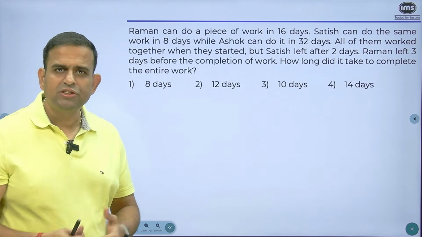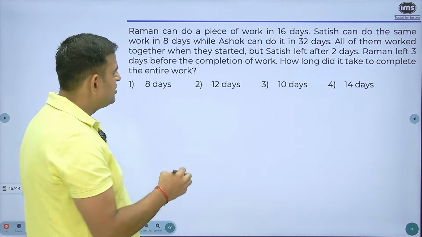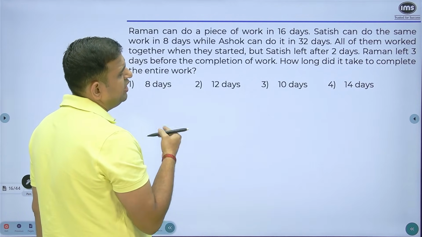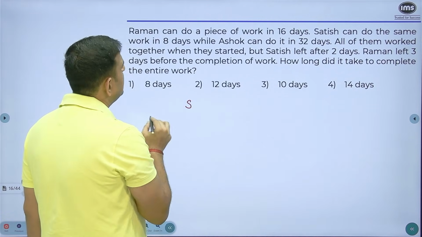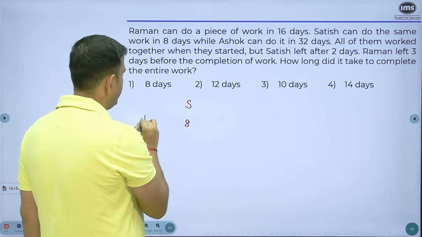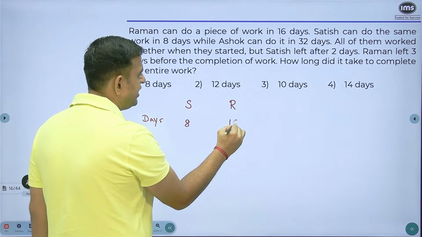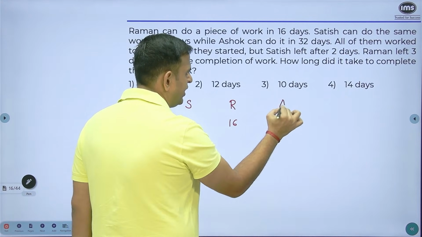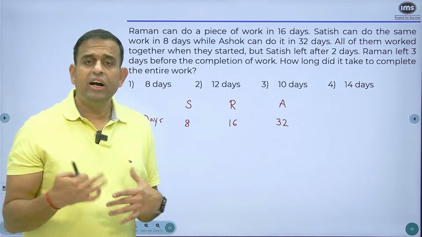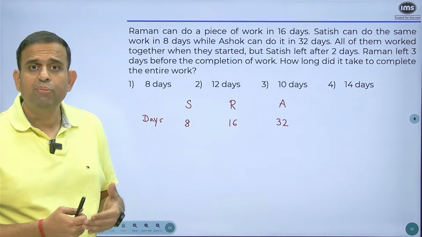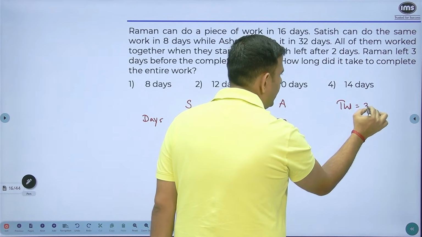So a very, very straightforward sum on time and work, and we are going to go with the normal LCM method. If I write the three persons in a proper order, where the least time taken is by Satish, which is 8 days, then we have the person Raman, who will take 16 days. And then we have the person Ashok taking 32 days. So here, if you look at 8, 16, 32, we'll have an LCM of 32 because 32 is a multiple of 8 and also 16. So I will take total work to be 32 units.